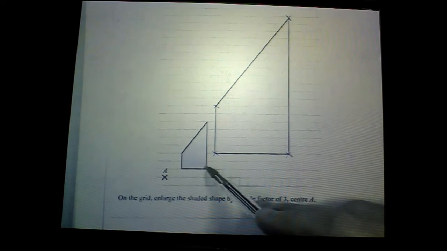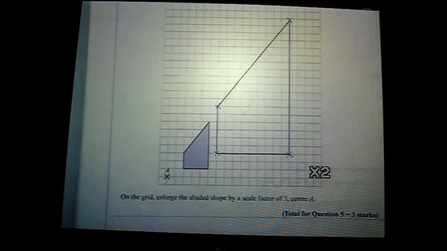And you do the same for this one. So this is across 1, 2, 3, 4, 5 and up 1. So scale factor 3, that'd be across 15 and then up 1. So that's how you do that one.